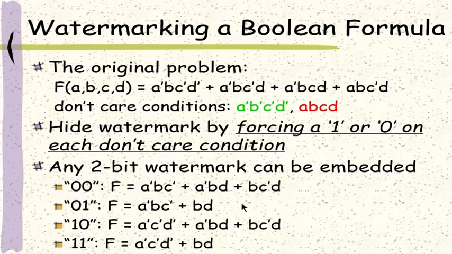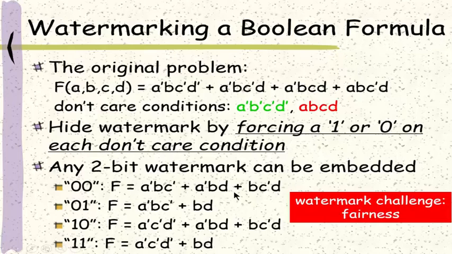However, we see some of these solutions are better than others. For example, the solutions with 01 and 11 as watermark both have 5 literals. However, the other 2 have 9 literals. This is one of the challenges for watermarking, which is known as fairness, and we will talk about this later.